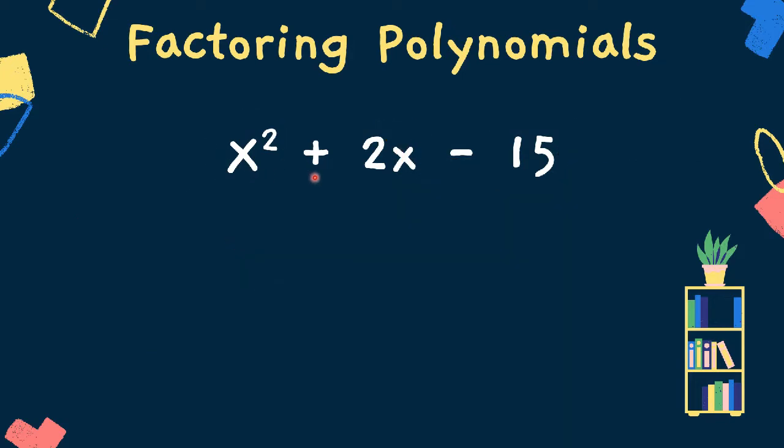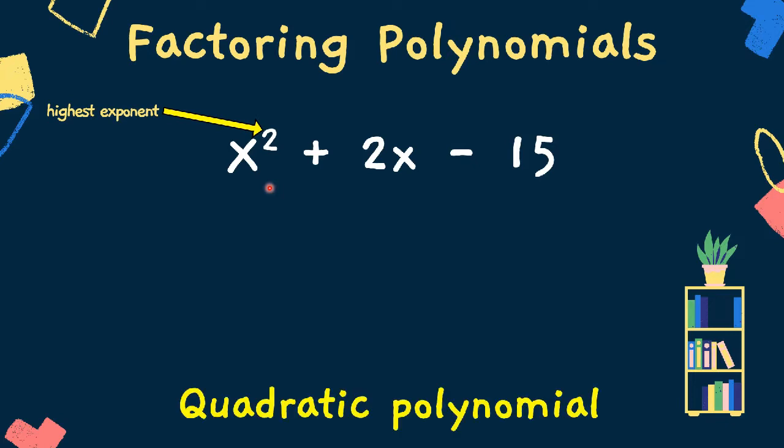Observe that the polynomial is written in descending order. So we have the first term with 2 as an exponent, the second term with 1 as an exponent, and the third term, which is constant, has an exponent of 0. We have the highest exponent of 2, so we call it a quadratic polynomial. Observe also that the leading coefficient is 1. How can we identify the leading coefficient? It belongs to the first term with the highest exponent.